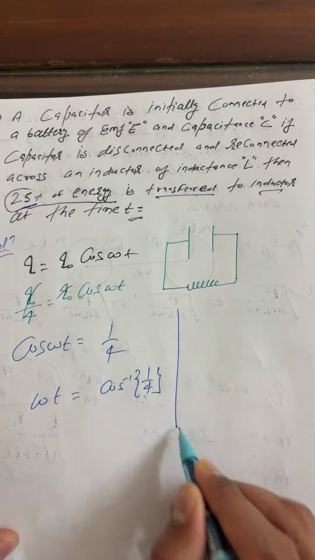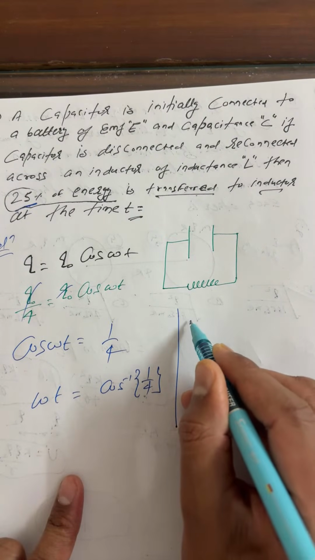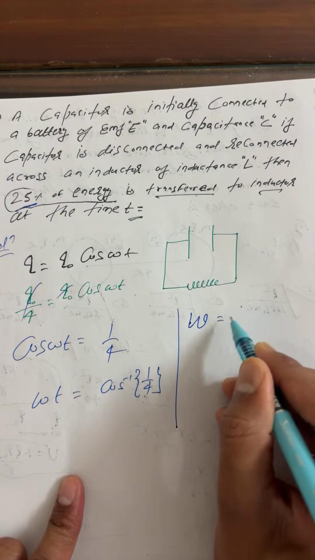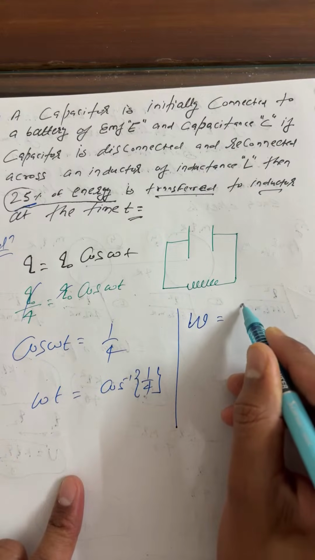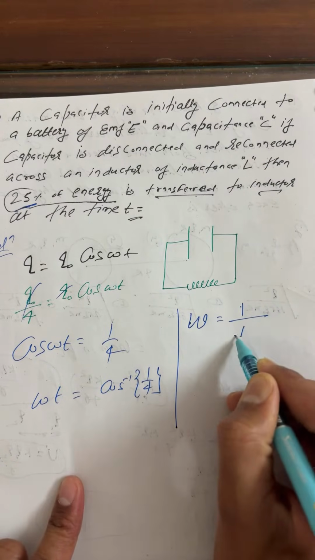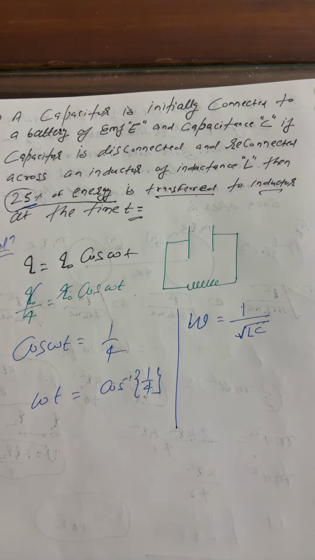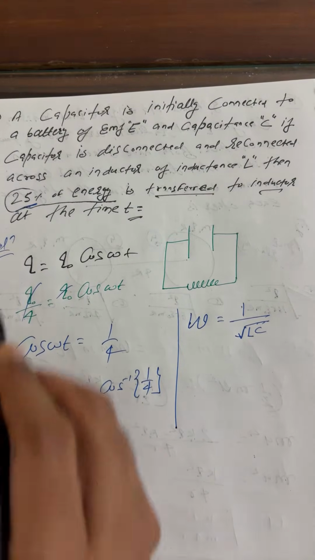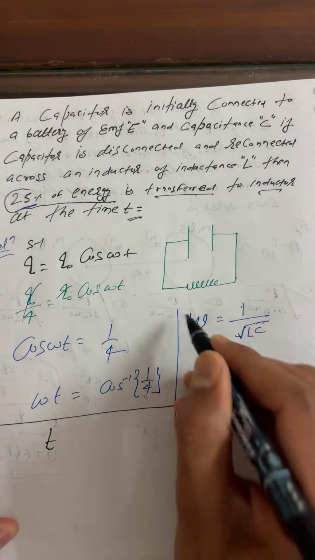Now, there is one point in the question: they connected it to an inductor. It is a relation in alternating current. Omega is equal to 1 upon root over LC. We wish to find time only, so you can write it in this step. This is step 1. Step 1 finishes, students.